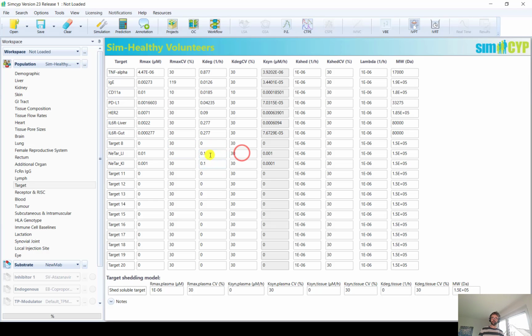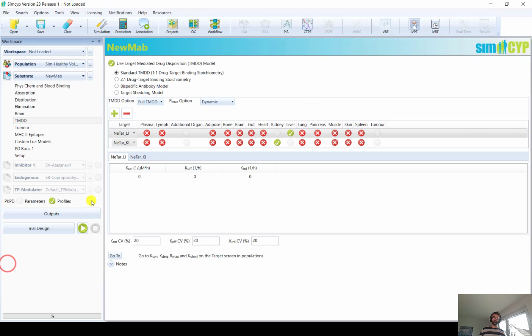So we have to enter a degradation rate, and the synthesis rate will be automatically calculated based on the simple turnover model. What we also need in this case is the molecular weight to do the unit conversions, because the simulation runs in micromolar. If you would like to have the outputs in a mass unit, we need the molecular weight of the target in order to convert the target concentration and the drug-target complex. With this, we have set up also the TMDD model.